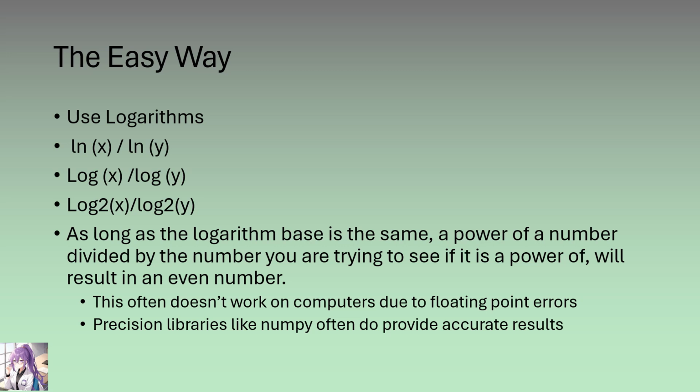If you do this with a standard Python library, if you divide natural log of 243 by the natural log of 3, you will not get 5 as you expect, but you will get 4.99999 repeating. Something similar happens when you use JavaScript, but it is a different number. If you use NumPy, you will get the expected value.